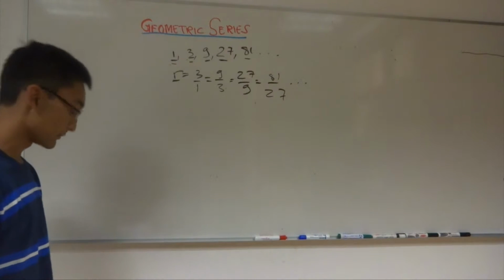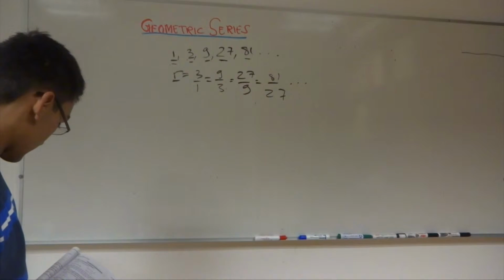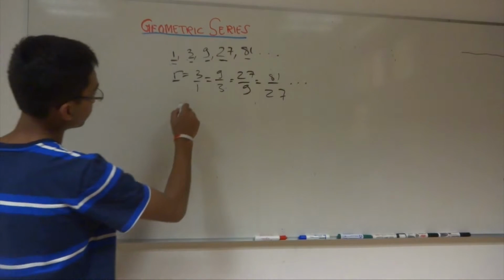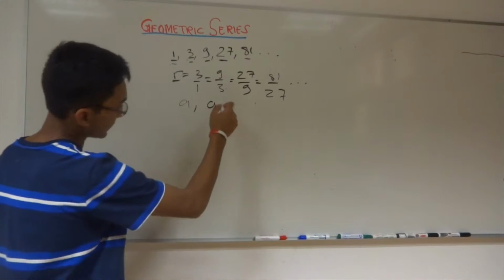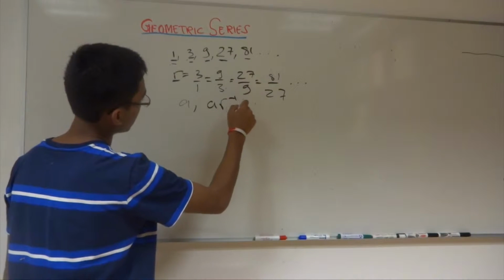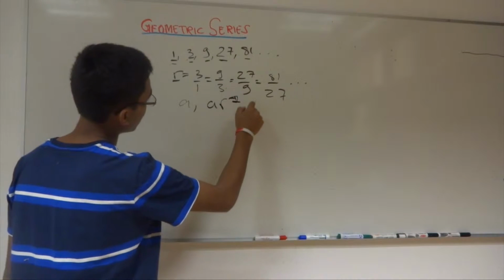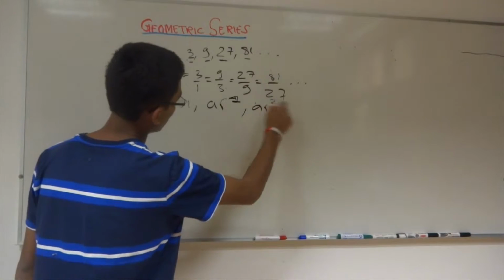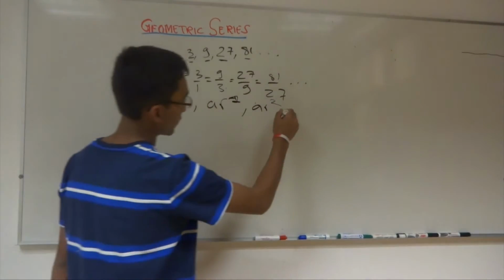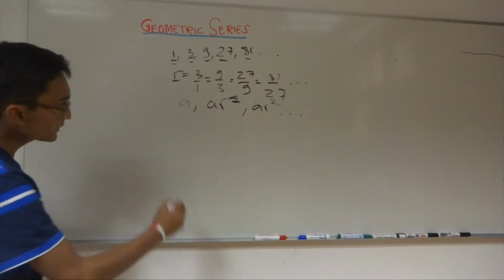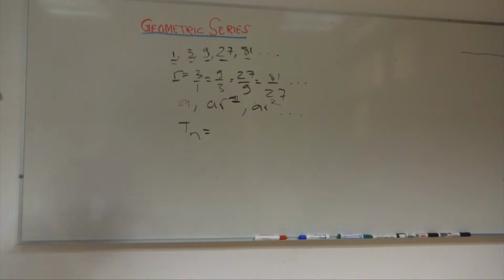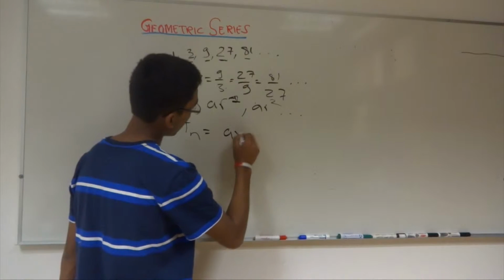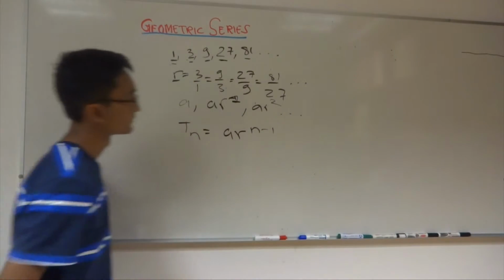Basic, it's really simple. So the standard way of representing it: the first term is a, then the second term is a r to the power 1, then a r to the power 2, and so on. How do you find the nth term of this? It is a r to the power of n minus 1.